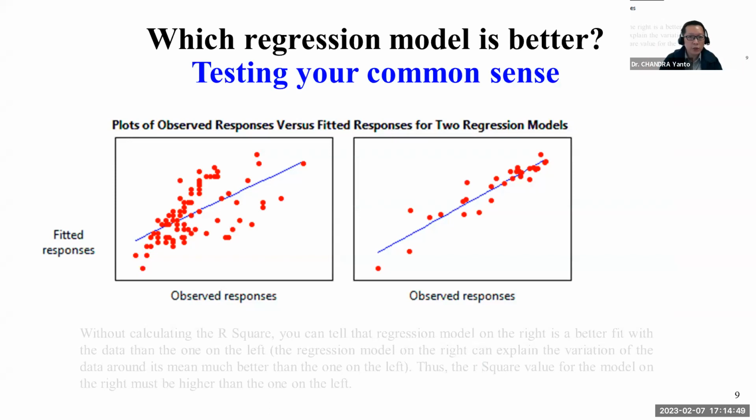So let's say you have two regression models, right? The one on the left has a lot of observations, and you have a blue regression line that fits it. The one on the other side also has a blue line, but fewer red dots, or fewer observations. Now tell me which regression model fits the data better, or better explains the data.